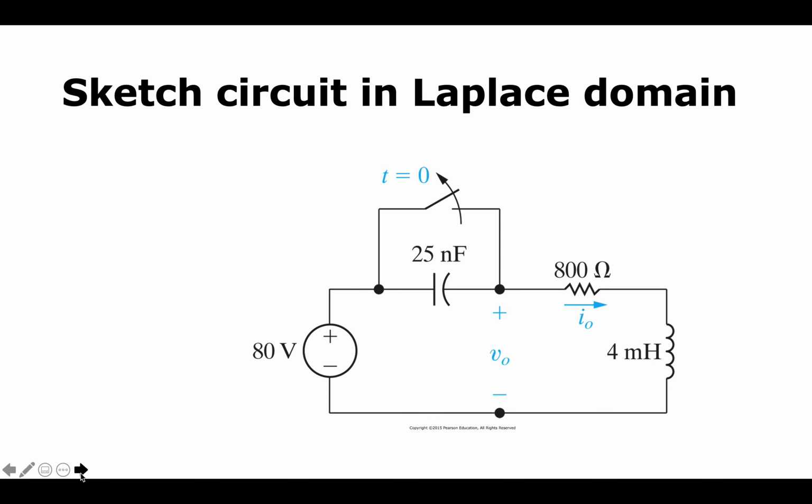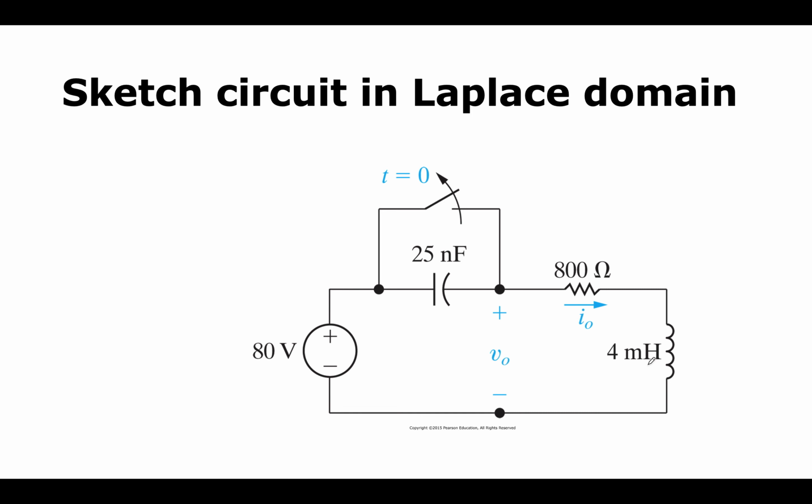Similar here, same approach. You start with t less than 0, so this switch was closed, this capacitor was shorted out, the current was 80 volts over 800 ohms, so that would be the initial current through the inductor. When the switch opens, the source is still in the problem, so you now transform it to 80 over s. The capacitor is just going to be 1 over sC because its initial voltage was 0. The resistor stays the same.